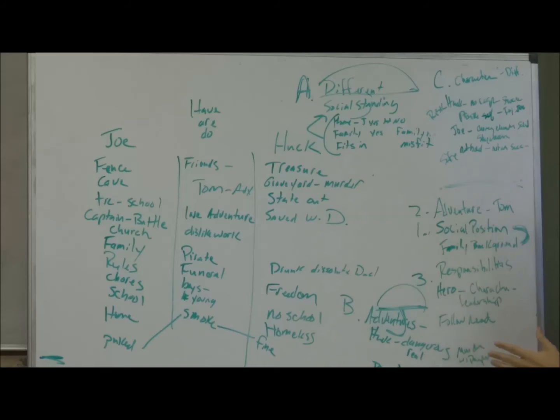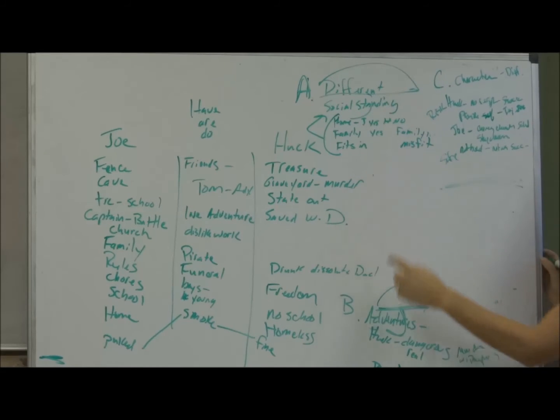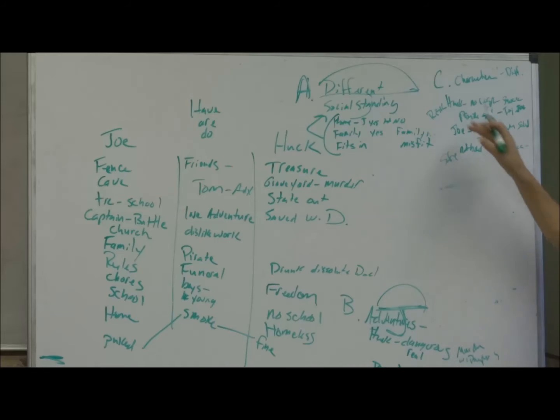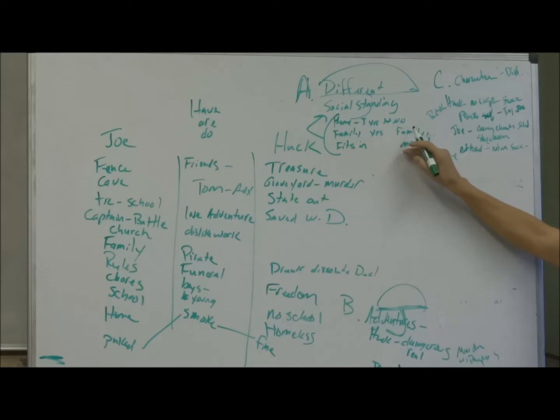Okay, so now this is a little hard to see. This worked for us when we named our sub-themes and we picked some and then we wiggled them around. So now we have A, B, and C. And A is that they have different positions in society or different social standings. So Joe has a home, he has a family, he fits into society. Huck has no home, his dad is a drunk, and he doesn't fit into the town. People are suspicious of him and they don't like him.